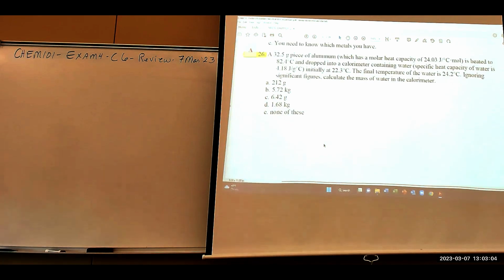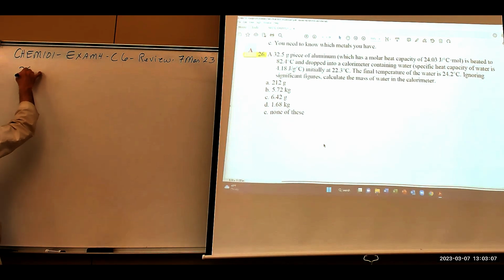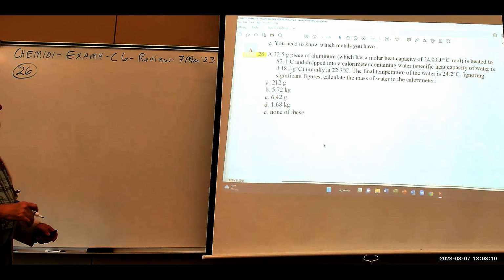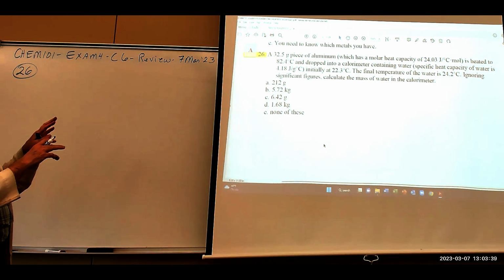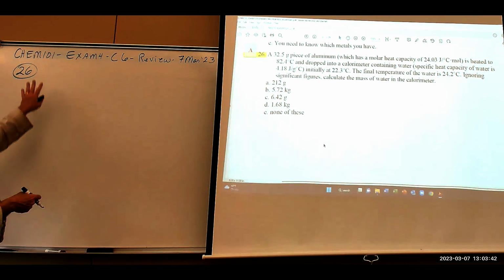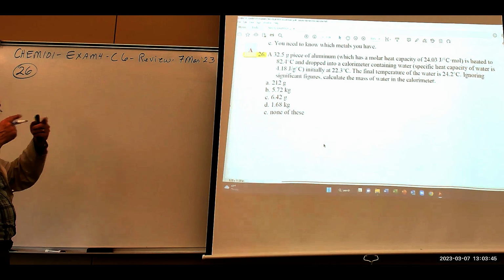All right. 26. A 32.5 gram piece of aluminum with a molar heat capacity of that value is heated to 82.4 degrees and dropped into a calorimeter containing water. Specific heat of the water is that, initially at 22.3. Final temperature of the water is 24.2. Calculate the mass of water in the calorimeter. Okay, that seems like a monster problem. It's got a lot of information in there, which I find is easier to extract and put in some form of table so you can make sense of it.